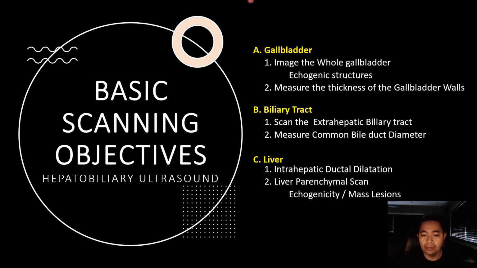The following are our scanning objectives during ultrasound of the hepatobiliary system. First, the gallbladder has to be imaged completely, taking note of echogenic structures within, also measuring the wall thickness. Second, the extrahepatic biliary tract should be visualized, screened for any obstruction lesion, and the CBD should then be measured accurately.